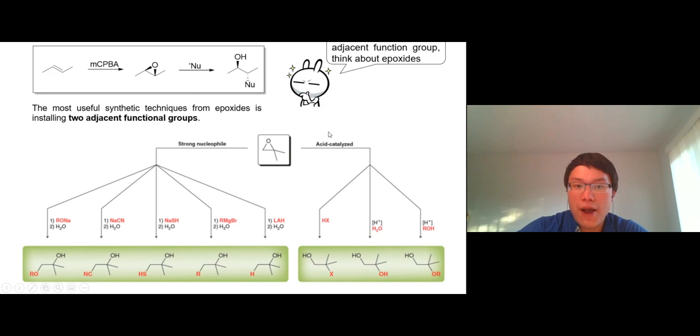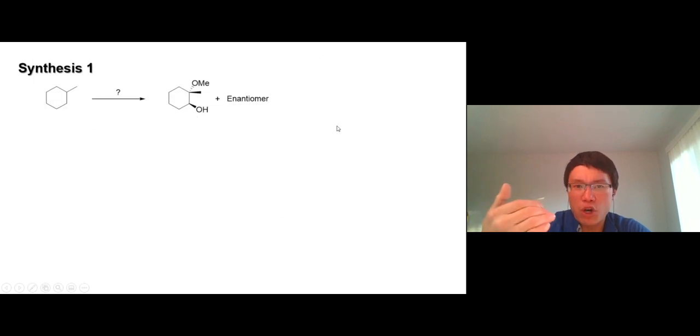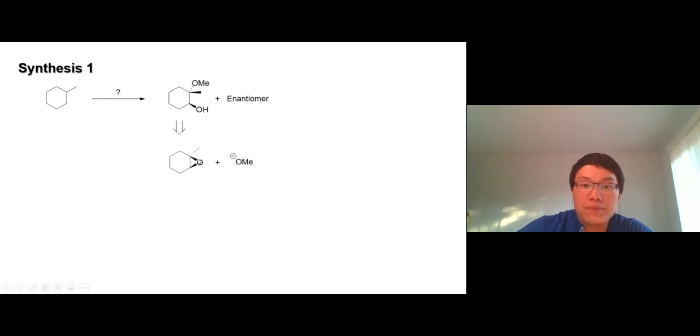All right, so it's going to train your eyes a little, but once you can see it, you're going to recognize this. For example, two functional groups next to each other. See that? We have a methoxy group, we have a hydroxyl group. This is going to come from the nucleophilic attack right there. All right, so open the ring.